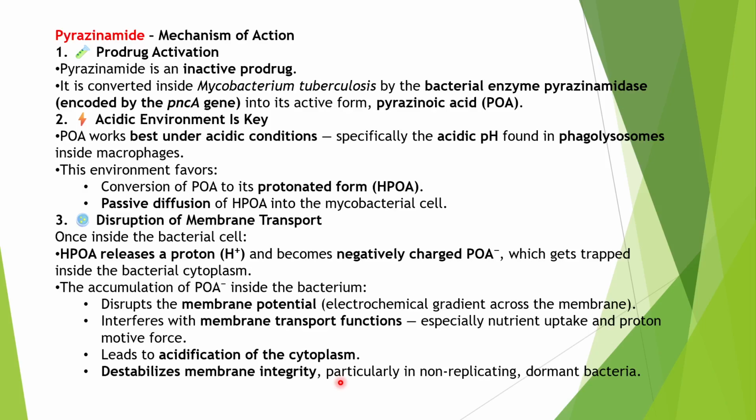Next is pyrazinamide, the mechanism of action. So it is pro-drug activation. Pyrazinamide is an inactive pro-drug. It is converted inside the MTB by the bacterial enzyme pyrazinamidase, encoded by the pncA gene, into its active form. Since it's a pro-drug, it has to be acted on by an enzyme and converted into its active form. Pyrazinoic acid, or POA, is the active form of it.